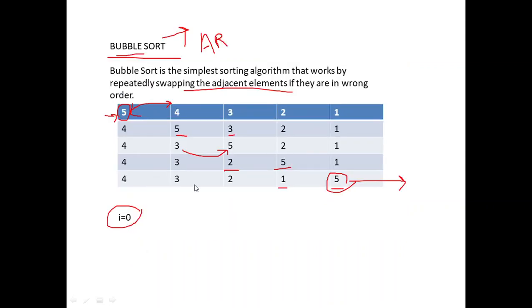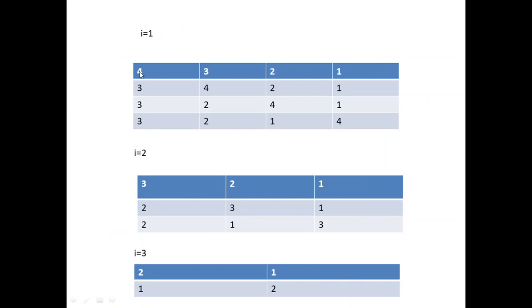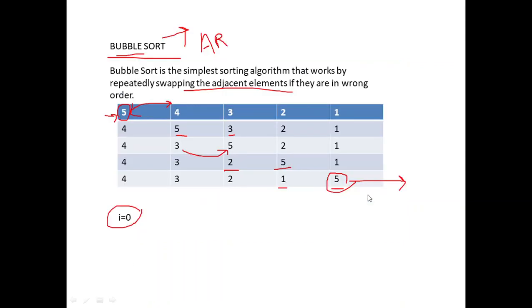Now the input will be 4, 3, 2, 1. In a similar way, this 4 is compared with 3 and since it is greater, it is swapped, and it continues until it reaches here. So when I equal to 1, this 4 is sorted. When I equal to 2, this 3 gets sorted, and when I equal to 3, this 2 gets sorted. That means our final output will be 1, 2, 3, 4, 5. So this is the case of bubble sorting.